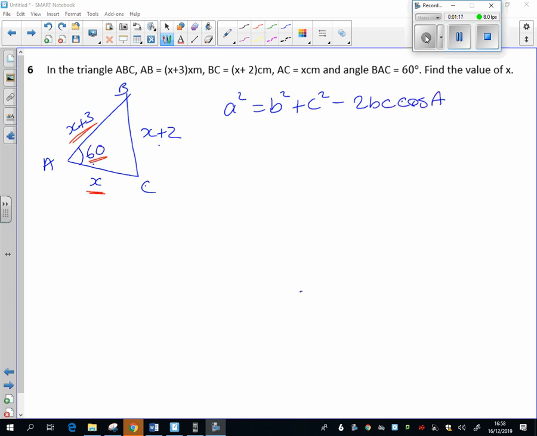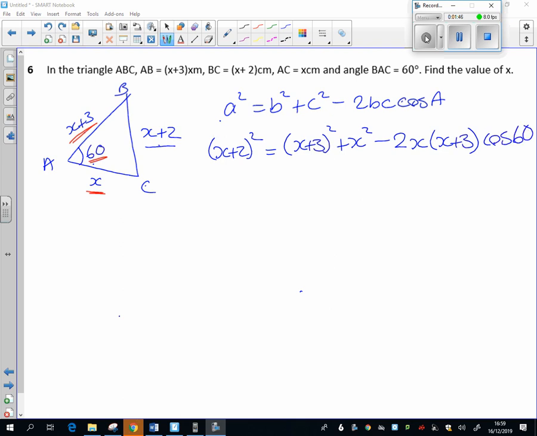Okay, so actually they've been quite nice here because the letters that they've used in the question tie up with the letters we normally use when we quote the formula. So a squared, so that's side A. And then it doesn't matter which side is B and which side is C. So x plus 3 squared plus x squared minus 2. I'll put the x first just because it's a bit neater. So 2bc times cos 60.